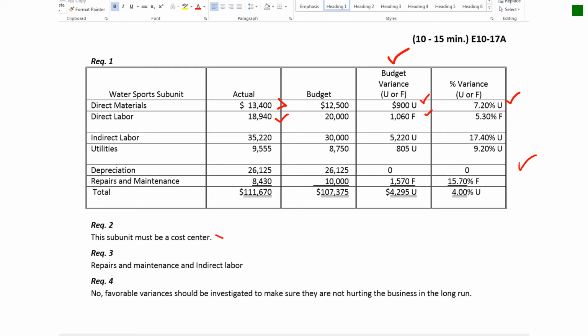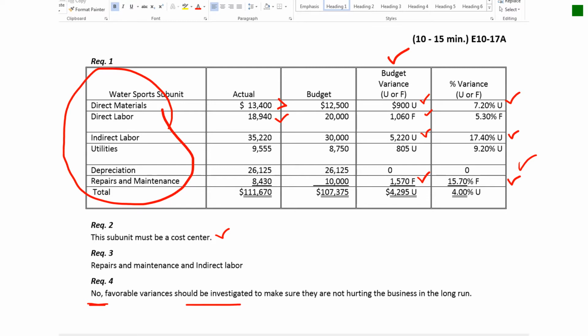The second part asks, what type of center is this? I mentioned that earlier. This one looks like a cost center because all these items represent cost. Part 3 wants you to investigate based on a certain threshold or ratio, which items based on their criteria you would investigate. Looking at the numbers, it would be indirect labor, which is a 52.20 difference, and 70.4%, which meets that criteria to investigate. The other one would be repair and maintenance, where the difference is 1,570, or in relative percent, 15.7%.